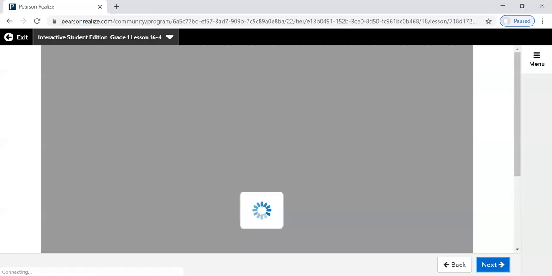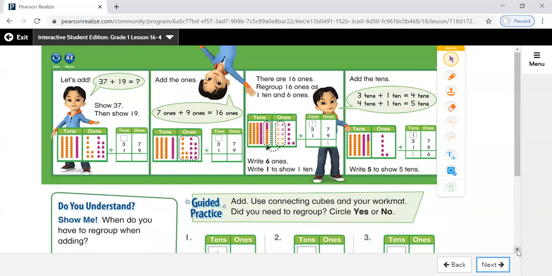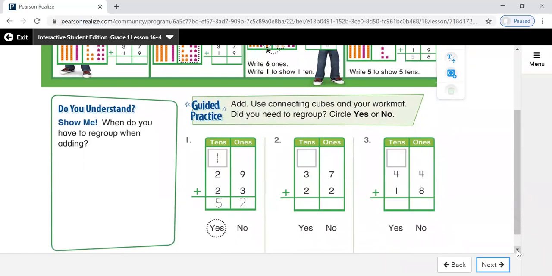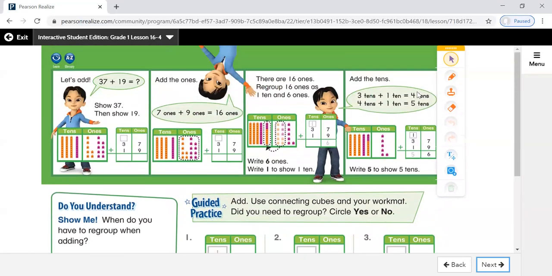Now move to the exercise. Add, use connecting cubes and your work mat. Do you need to regroup? Circle yes or no. Now, to understand this, regroup means if the number is more than 10, then I will give it to tens. Yes, let's just start with the exercise.